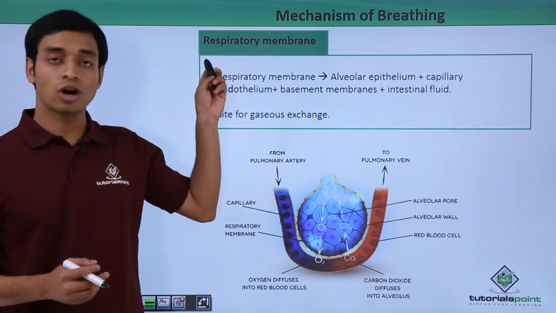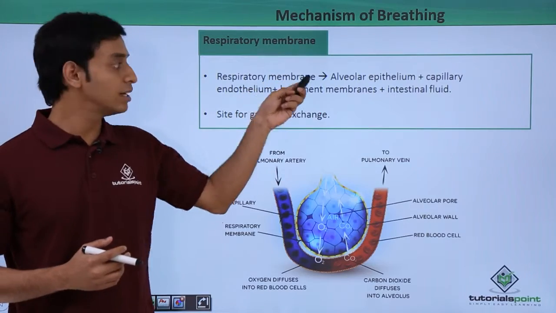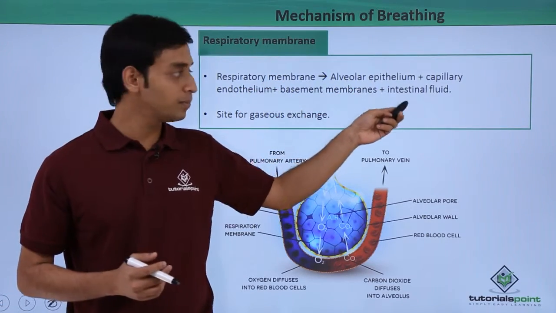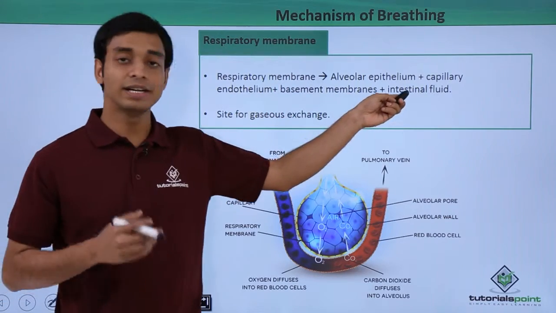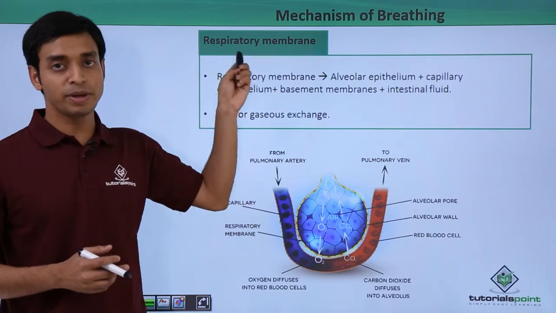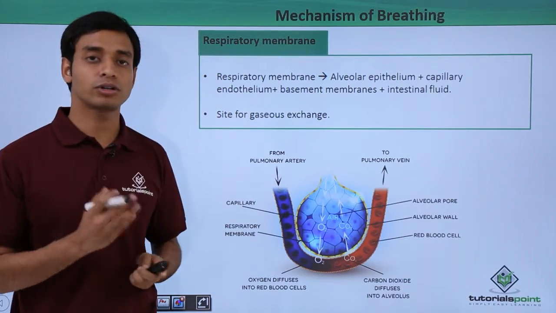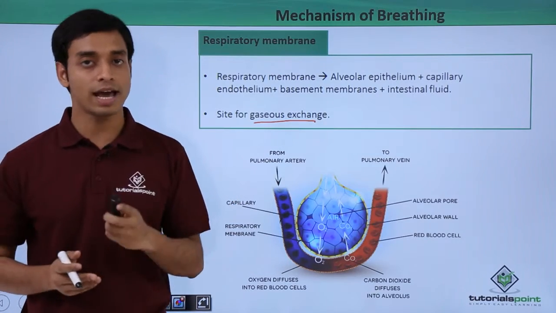Now let us take a look at the respiratory membranes. Now the respiratory membrane involves the alveolar epithelium. It also involves the capillary epithelium, the basement membranes and the interstitial fluids. These respiratory membranes are basically the important sites for the gaseous exchange, like exchange of oxygen and carbon dioxide.